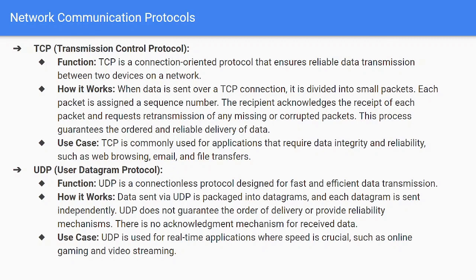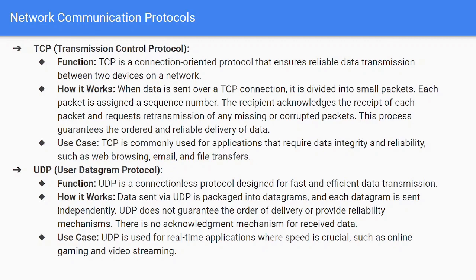So how does it work? When data is sent over a TCP connection, it is divided into small packets. Each packet is assigned a sequence number. The recipient acknowledges the receipt of each packet and requests retransmission of any missing or corrupted packets. This process guarantees the ordered and reliable delivery of data.